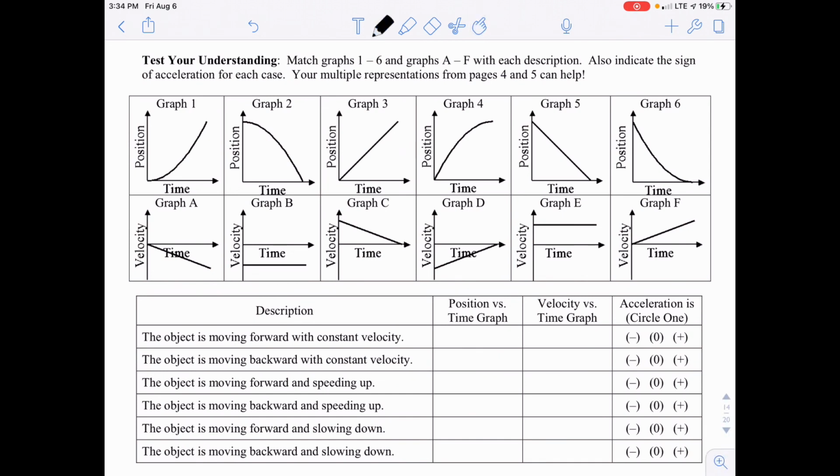The first thing I would do is analyze the motion in each of the position graphs and then match that to an analysis of motion in the velocity graphs. And when those two match, then you know you've got it linked.